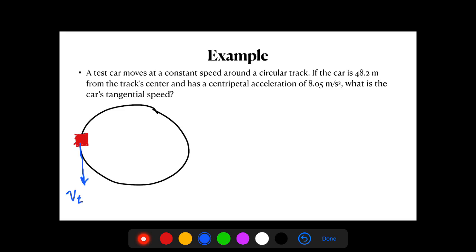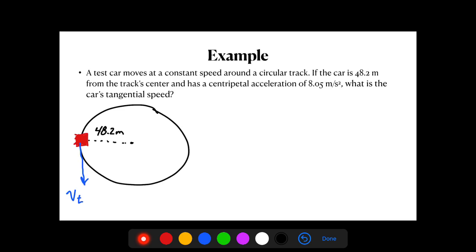So here's what I want you to imagine. Let's imagine that the car stopped turning at this moment right there. If the car stopped turning at that moment right there, it would continue in that direction, all right? So at this moment, the radius of this car, so here's the center of the circle, the car is 48.2 meters from the center of that circle, all right?